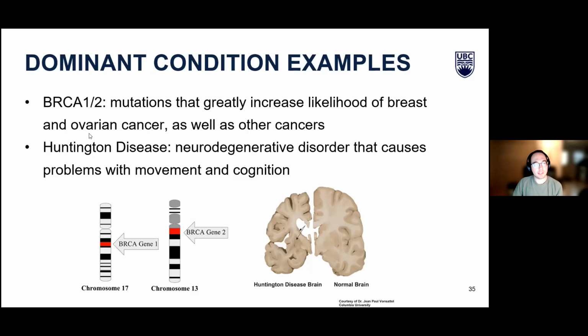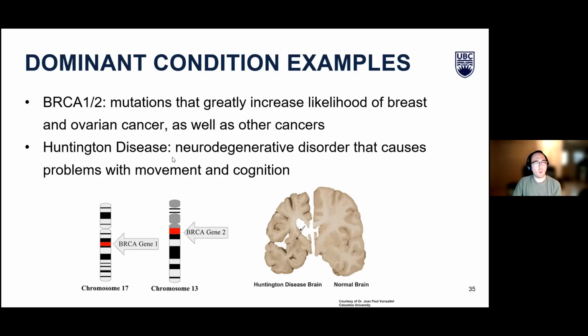And the other example that I will talk about is Huntington disease. This is a neurodegenerative disorder. It's shown here in this diagram. On the left side, we have a brain from someone who had Huntington disease. On the right side, we have a brain of someone who doesn't have Huntington disease. And as you can see, there's a lot more spaces here. There's a lot less brain tissue in the patient who had Huntington disease. So it's a neurodegenerative disorder, and this will cause many issues with movement as well as cognition. So thinking, memory, that sort of thing.